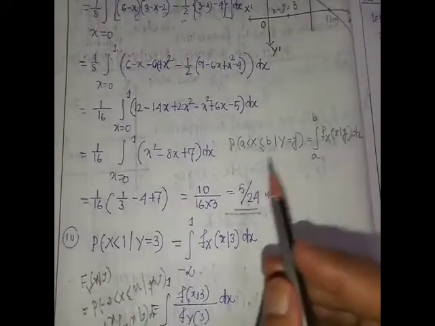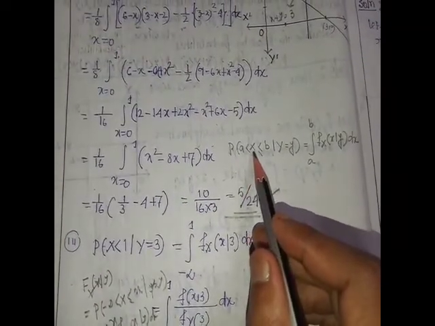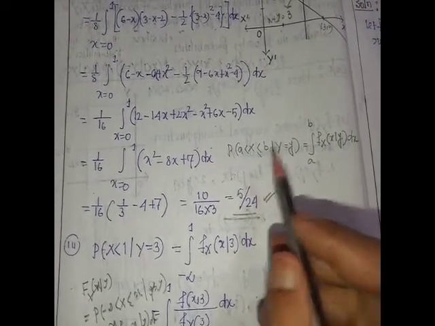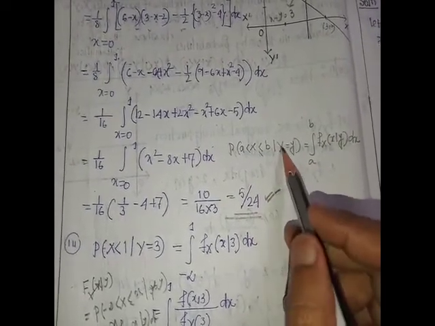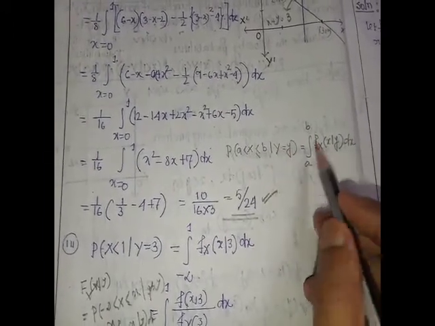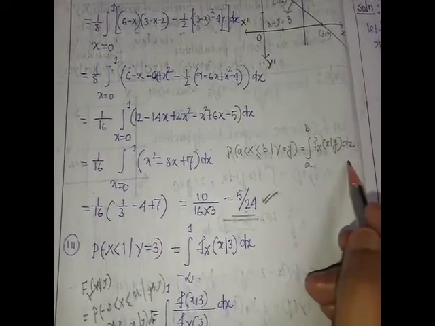So the formula is P(a < X < b | Y = y) = integral from a to b of f(x | y) dx. This is the formula.